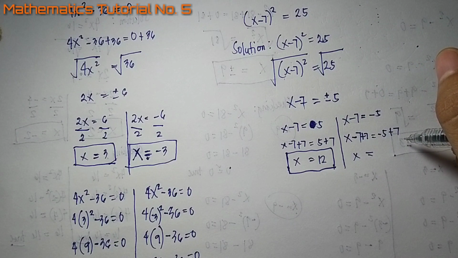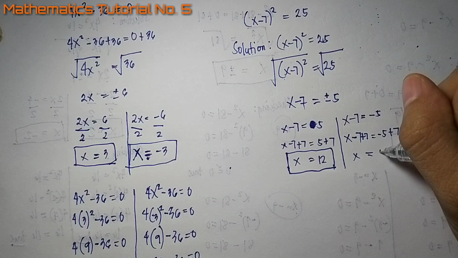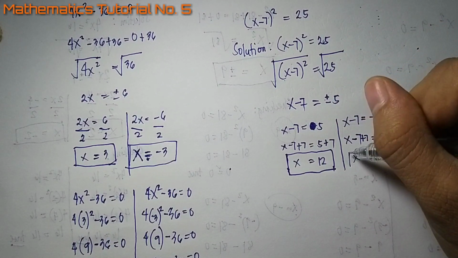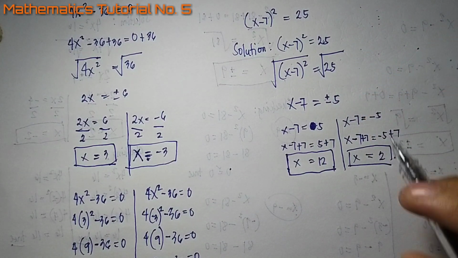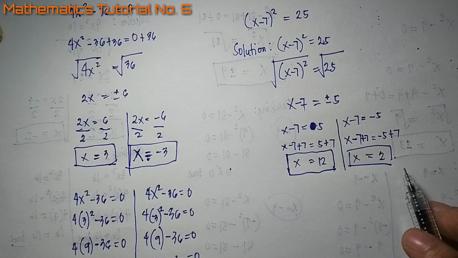So ato na siyang i-minus kay di man parehas ug sign. So negative 5 ug 7. So 7 minus 5, that is 2. Unya ang sign sa dako nga number kay positive man, so mao nang positive 2 ang atong answer. So ang atong roots karon kay positive 12 og positive 2.